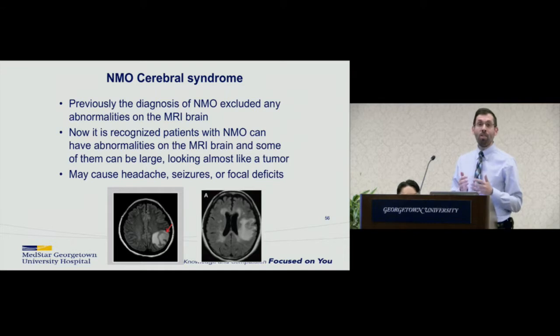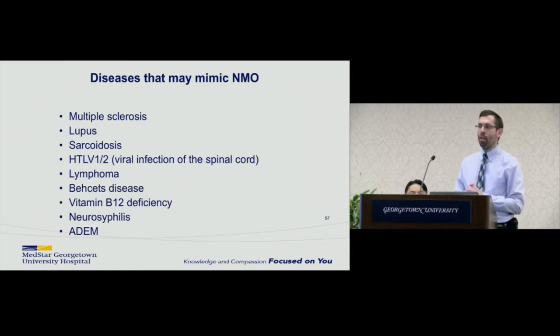So sometimes these patients even get brain biopsies because we're not sure what's causing these masses, and eventually that leads to the diagnosis. So in our neuroimmunology clinic, we see not just MS, we not only see NMO, but we see a whole host of other diseases that can mimic MS or mimic NMO. So clearly the most common disease that's going to get confused with NMO would be multiple sclerosis.